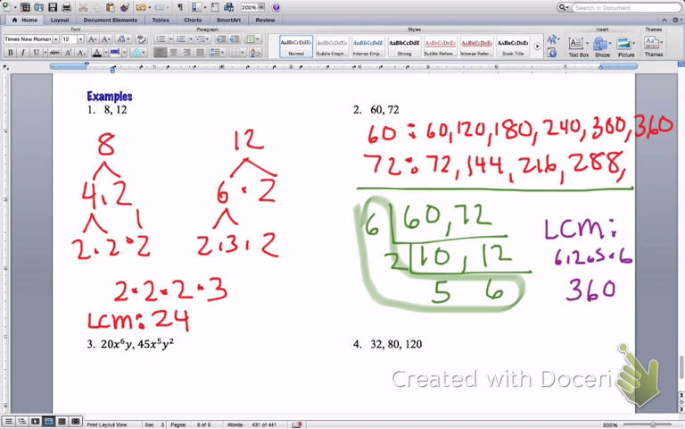288 plus 72 would have given me the 360. Actually, I was just one off here. So here's the 360 as well. All right, so we see that both answers match on the list and the ladder.